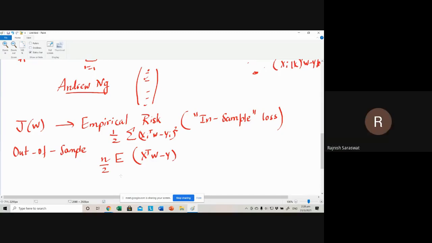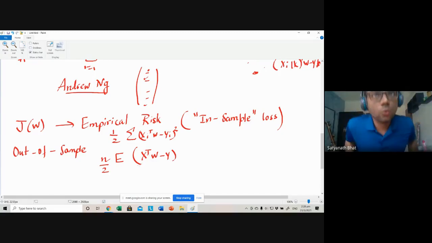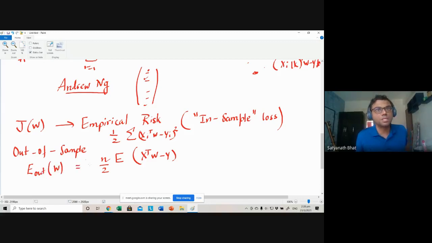Sir, W's. W is what you are fixing, right? So see, what you are doing is given W. This is called E_out of W. Basically, given a W, I am trying to measure its performance, isn't it?